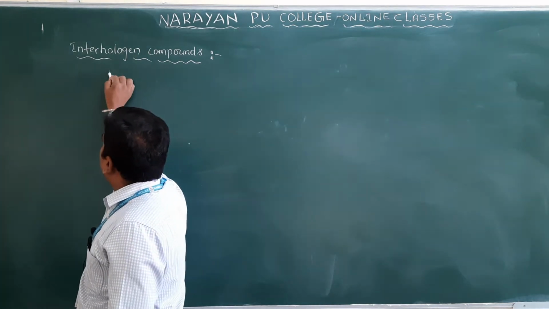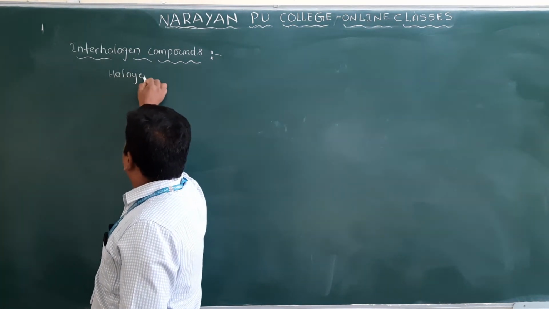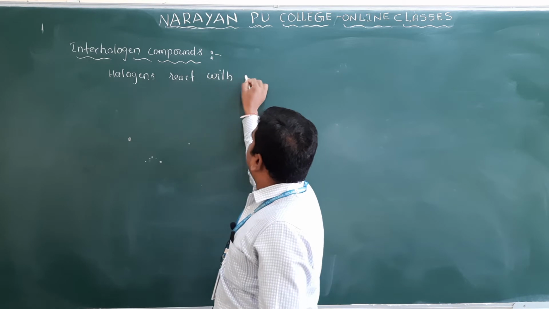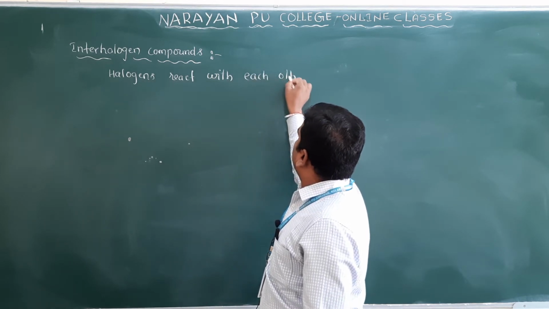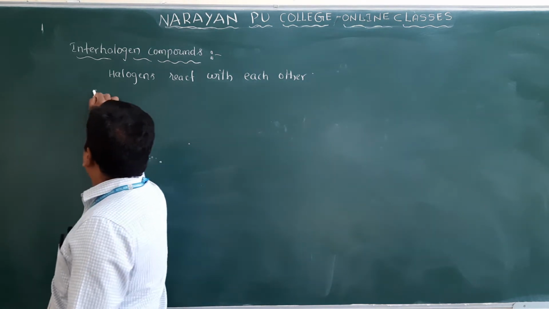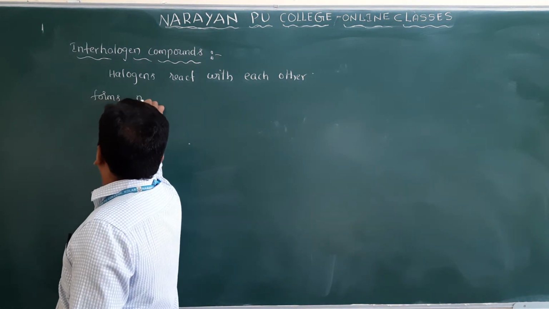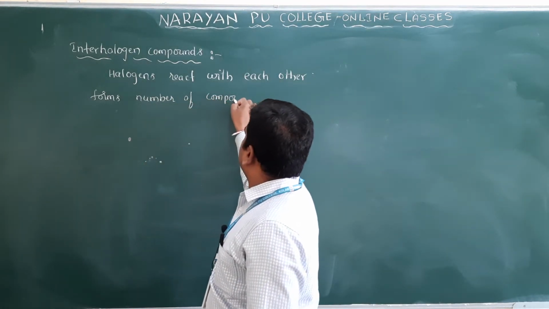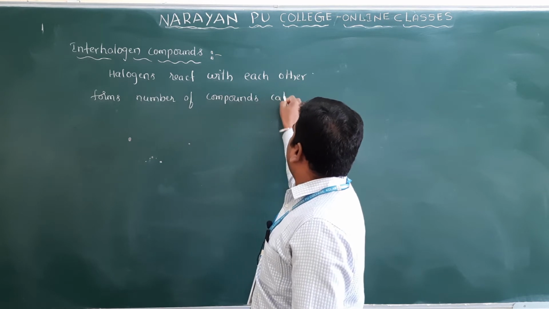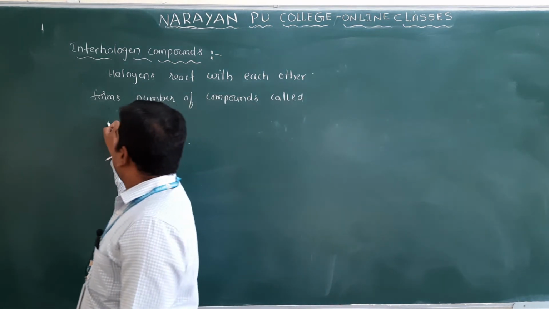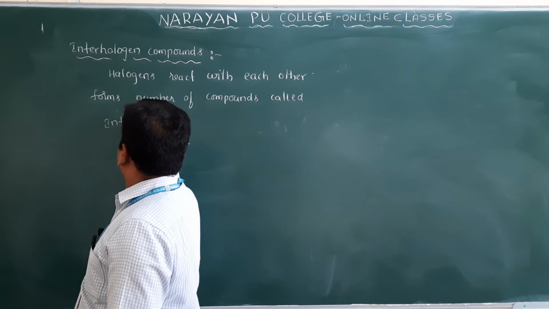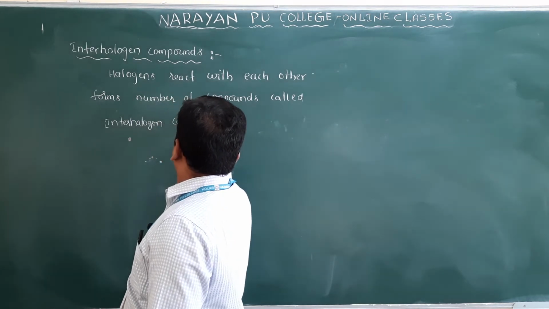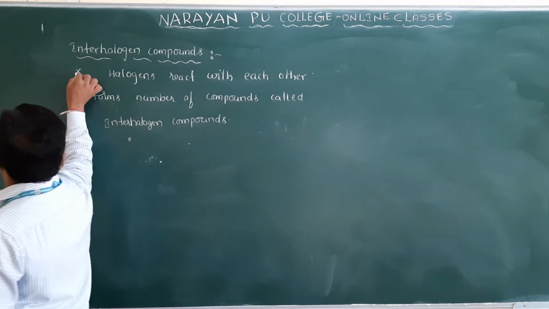Write that statement. Halogens react with each other and form a number of compounds called interhalogen compounds. Clear? So this is clear.